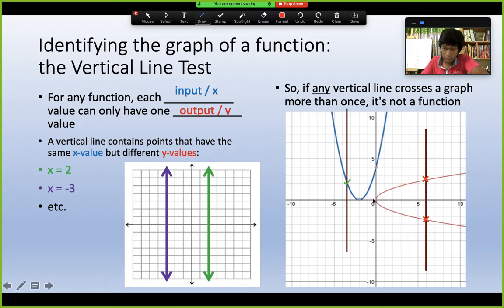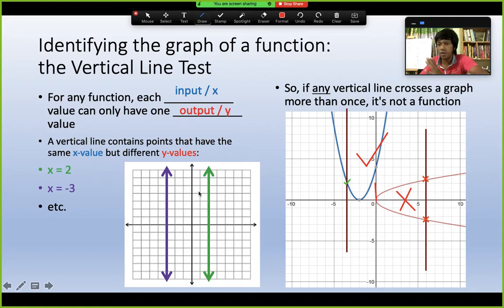Now one tricky thing is, you can say, sir, if I draw a line here, it is just one point. What about that? Actually, we need to move it around. If we see anywhere on the graph the vertical line intersects at two points or more, then it is not a function. It is a function otherwise. Okay, this is called the vertical line test.